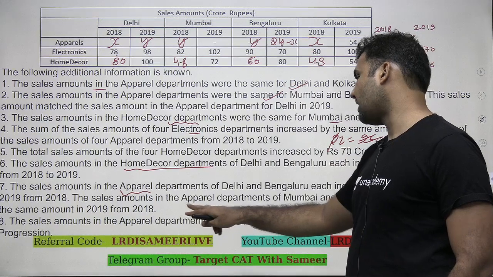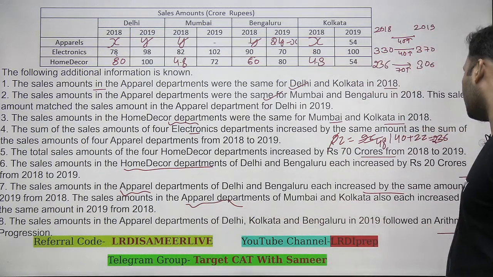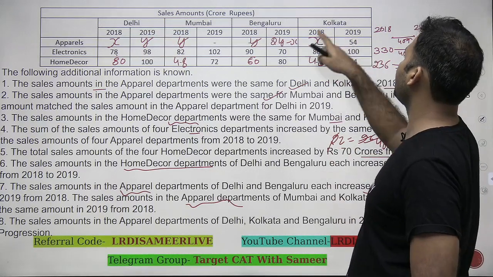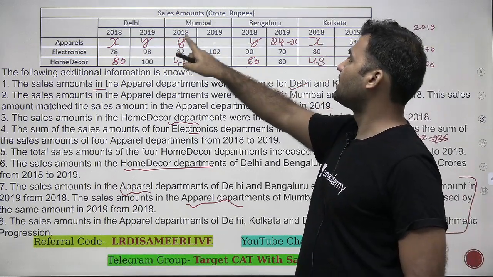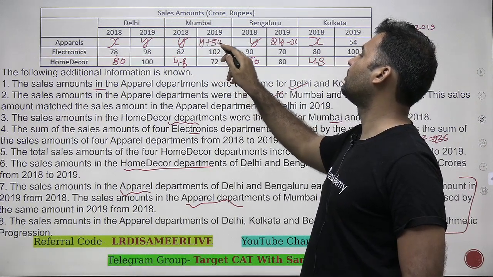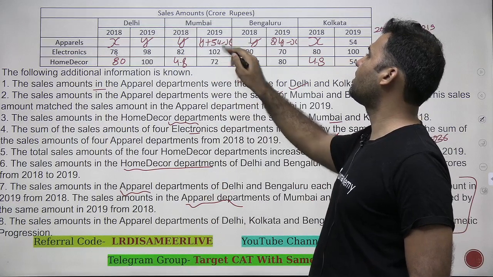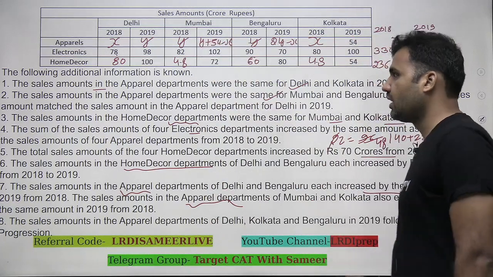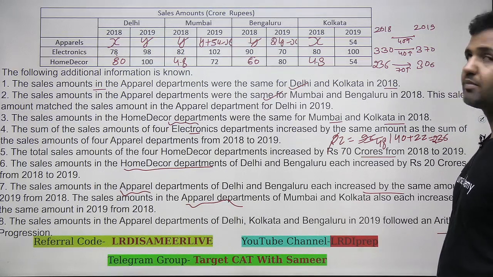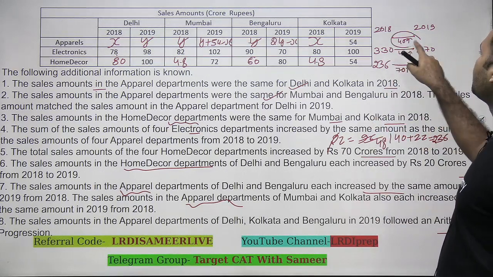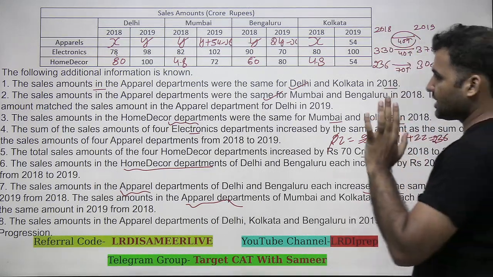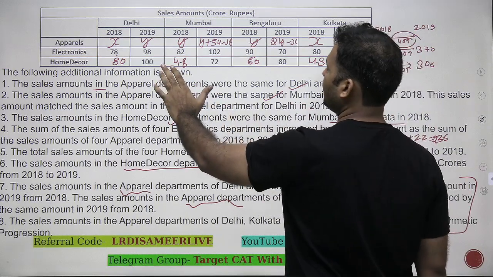And the sale amount in the apparel department of Mumbai and Kolkata also each increased by the same amount. In Kolkata, I have that increment is 54 minus x. So this will also get increased by 54 minus x. So this is y plus 54 minus x, right? Because the increment for these two departments is the same. All done. So I just need to make some equation now in terms of y and x and I'll get my answer. And there's a point here that I'm yet to use: the total increment from 18 to 19 is 40 crore. Now just use this information and you'll be able to solve the set.